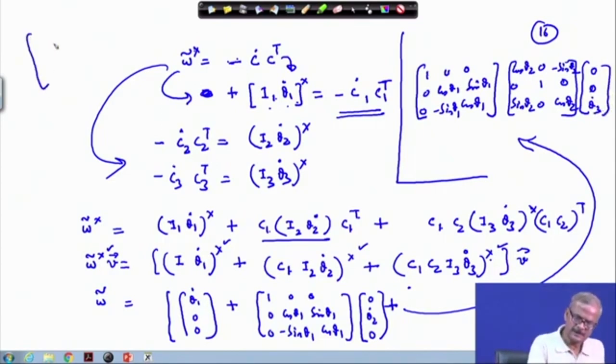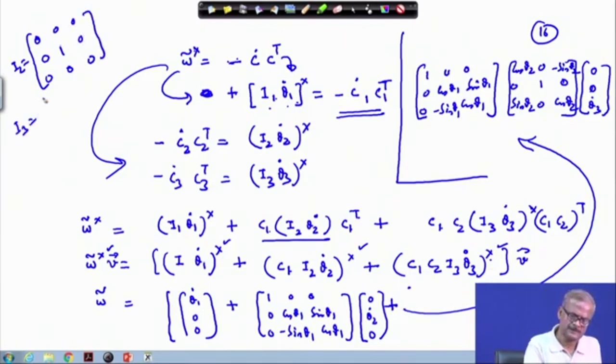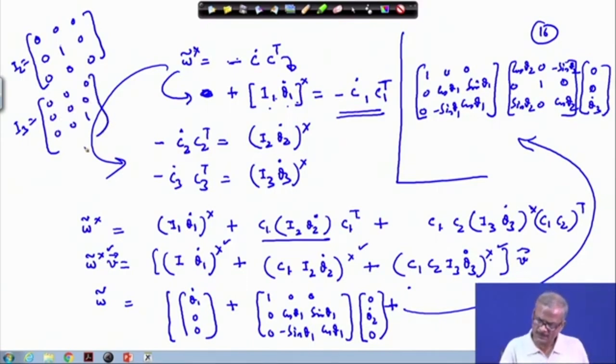Similarly, I 2 is nothing but 0 1 0, and I 3 is 0 0 0, this is just 1 here, and the I 1 we have already written. So, if you now reduce this quantity, omega tilde will get reduced to, now you have to multiply, multiplying and simplifying.